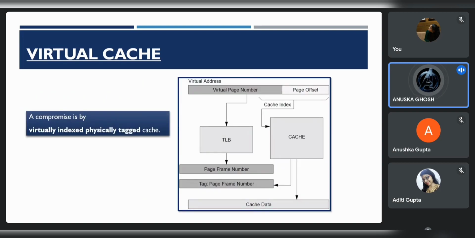A compromise is the virtually indexed, physically tagged cache. This says that the tag extraction by cache indexing and the tag translation of virtual addresses are done in parallel. Unlike physically indexed caches, management is still necessary because the cache is virtually indexed.